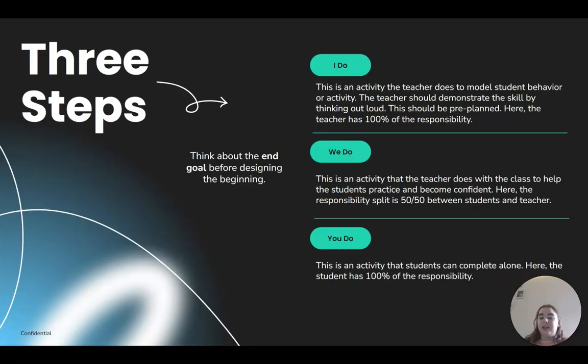The we do, this is an activity that the teacher does with the class to help the students practice and become confident. Here, the responsibility is split 50-50 between student and teacher. So basically, it is important that this task almost directly mirrors the I do, as well as the you do part should directly mirror the I do part. So you are doing the same thing 3 different times, basically, but you're doing it in 3 different ways.